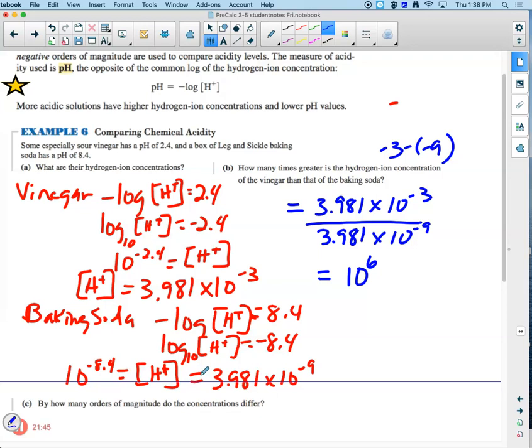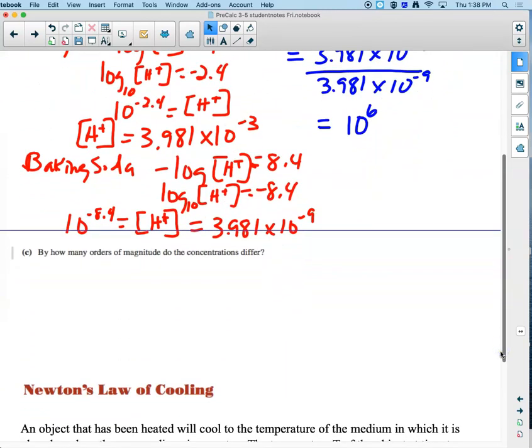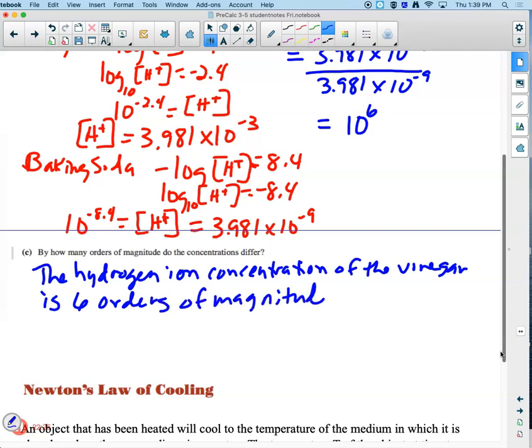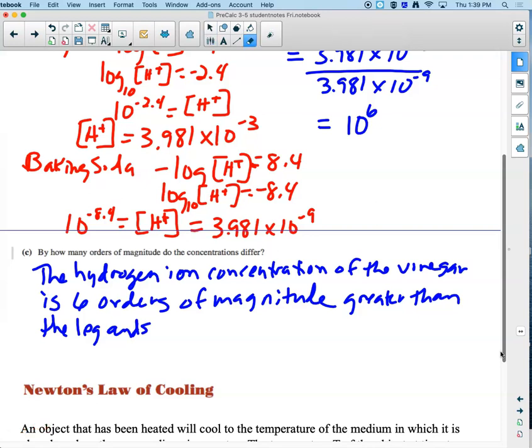And then C says, by how many orders of magnitude do the concentrations differ? And so what we want to do is explain what we found here. They told us orders of magnitude is going to be how many powers of 10. And we just said that that is 6. So the hydrogen ion concentration of the vinegar is 6 orders of magnitude greater than the baking soda.